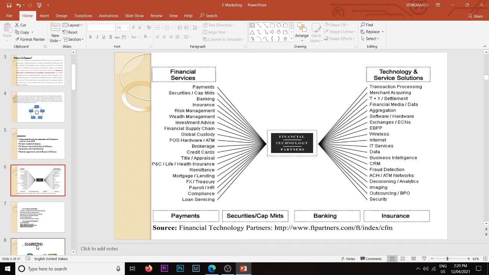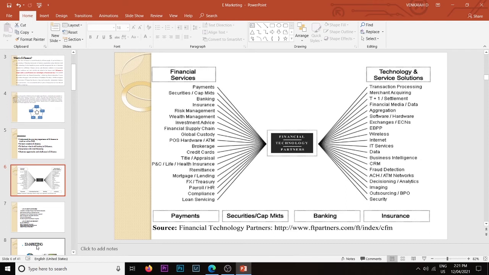Payments, securities, capital markets, banking, insurance, risk management, wealth management, investment advice, financial supply chain, global custody, POS hardware and ATM, brokerage, credit cards, title and appraisal. Title and appraisal means the Dharani portal. When I sell my land, my title is transferred to the other person's name. That happens automatically in the Dharani portal.